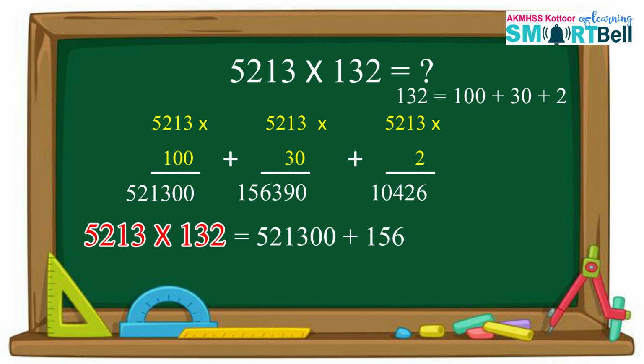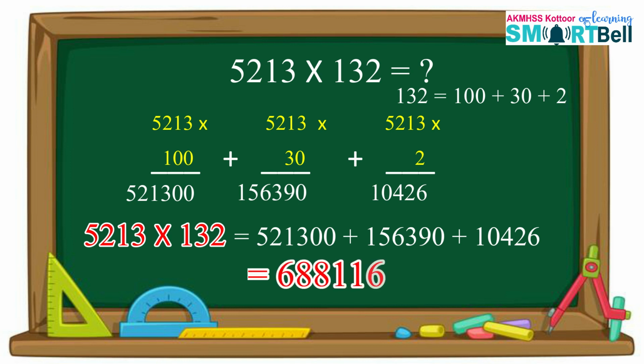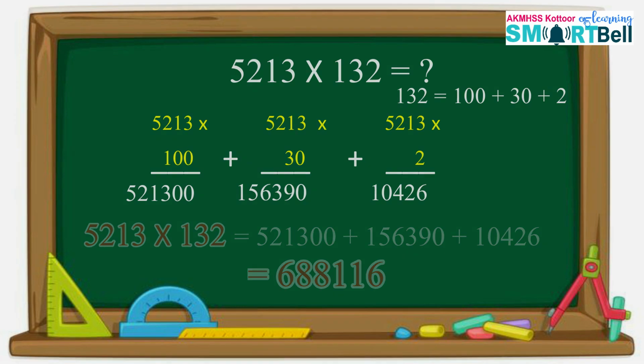So, to get the final answer, we just add 5,21,300 and 1,56,390 and 10,426. Then we will get an answer of 6,88,116. Hope all of you get this answer, right?